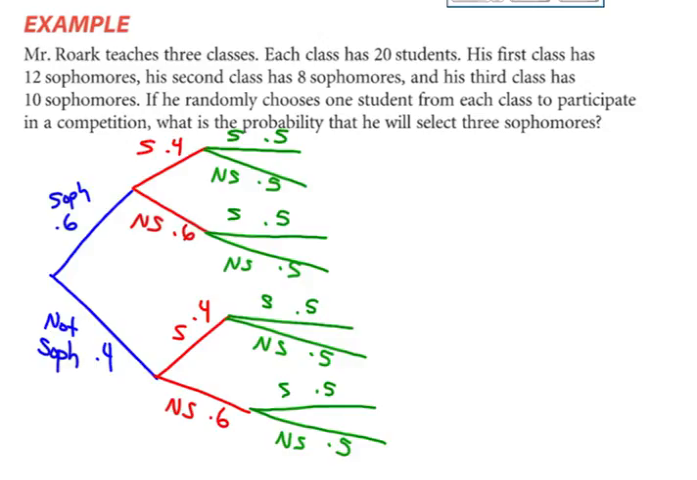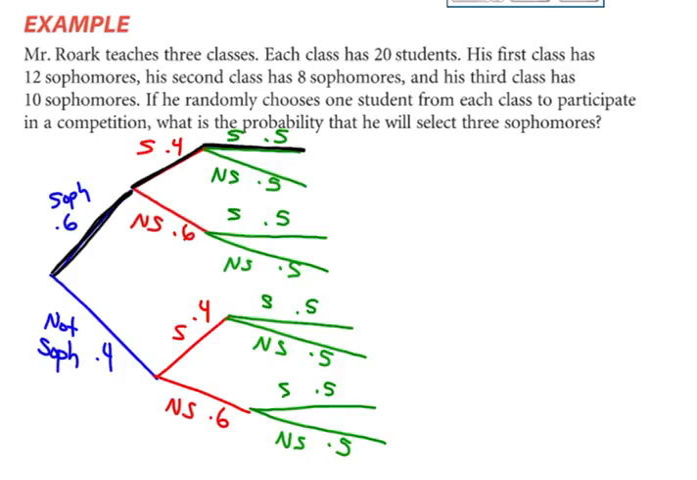The question is, what is the probability that he will select 3 sophomores? Well, let's find the path, or paths, where he would select 3 sophomores. Obviously, he would select a sophomore in the first class, right here. He would then have to select a sophomore in the second class, right here. And he'd have to select a sophomore in the third class, right here. In fact, this is the only path that gives us 3 sophomores.